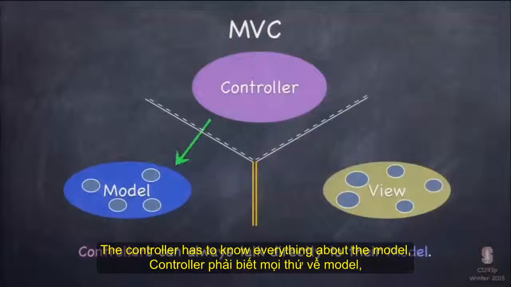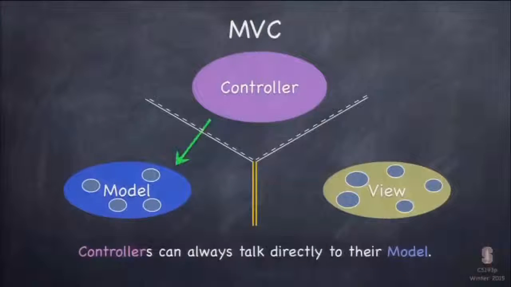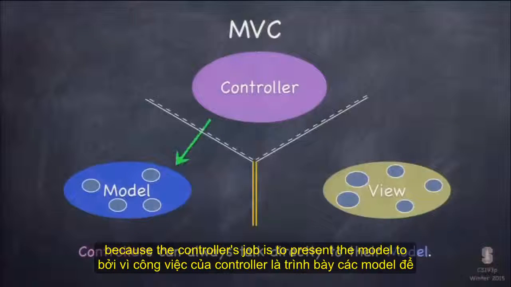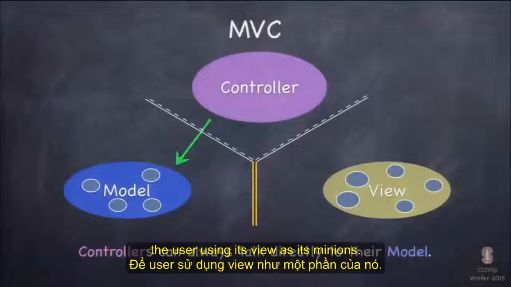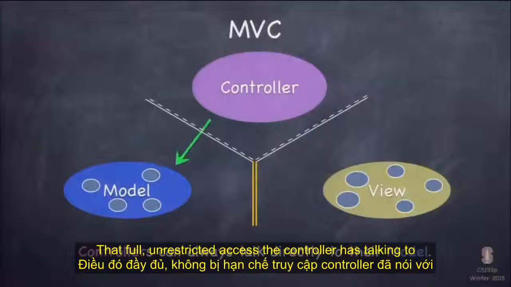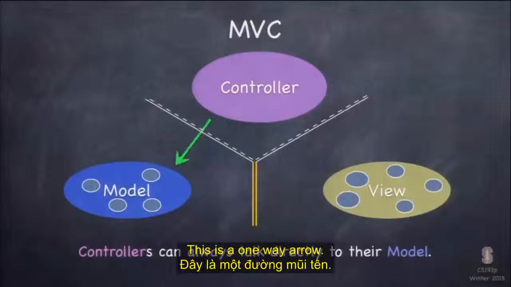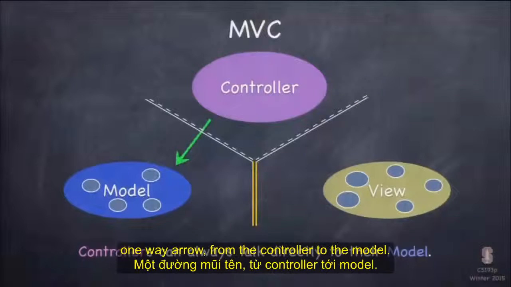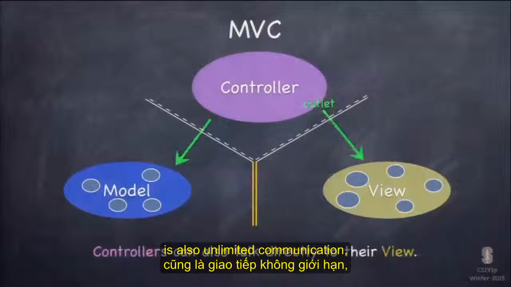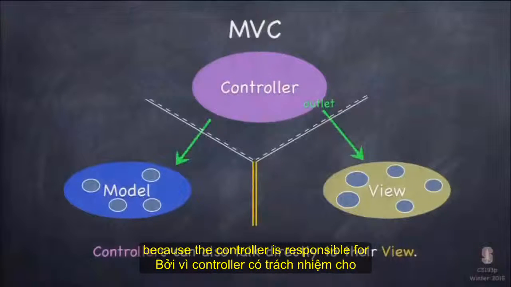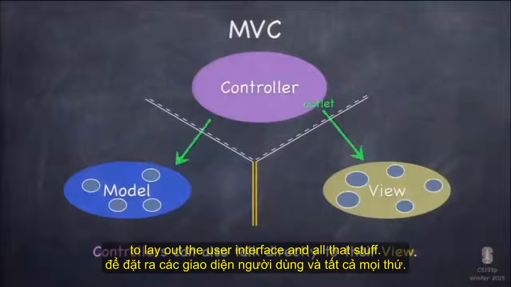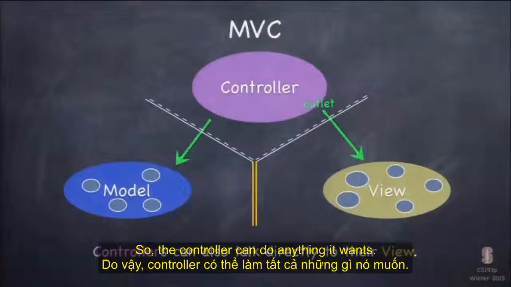The controller has to know everything about the model, and it has to have complete ability to talk to the model, use its public API as much as it wants, because the controller's job is to present the model to the user using its view as its minions. So it has to have this access. So that's full unrestricted access the controller has talking to the model. This is a one-way arrow from the controller to the model. And similarly, from the controller to the view is also unlimited communication, because the controller is responsible for using its own minions. The view is the controller's minions to lay out the user interface and all that stuff. So the controller can do anything it wants.